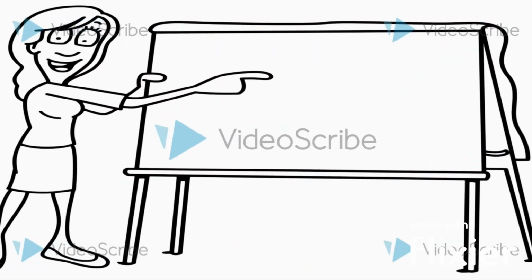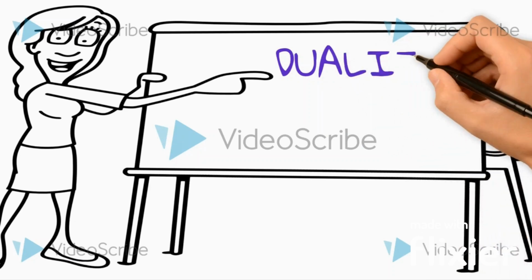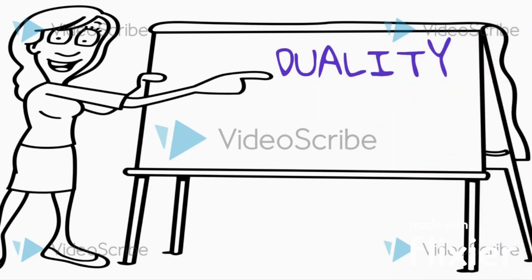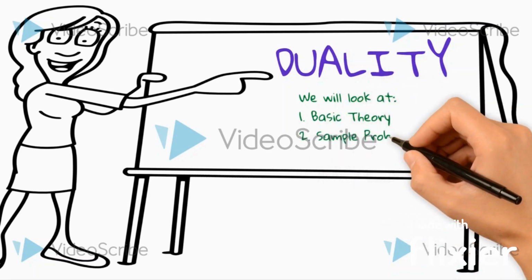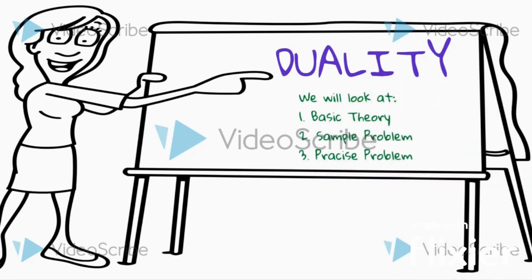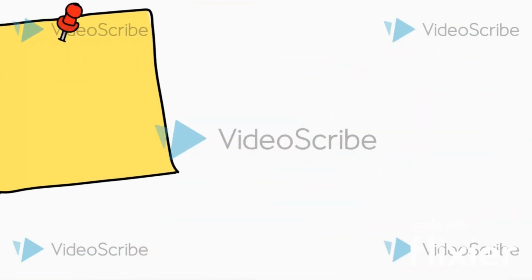So in this tutorial, which is basically part 2 of the previous one, where we spoke about standard forms, here we'll be speaking about a new small concept called duality. We'll be covering some basic theory and look at a sample solved problem. Then you'll be able to solve a practice problem on your own.